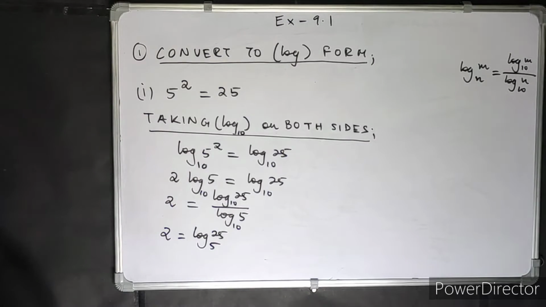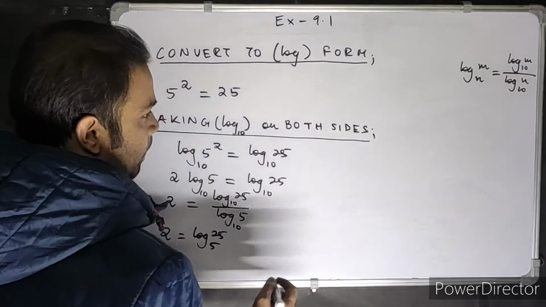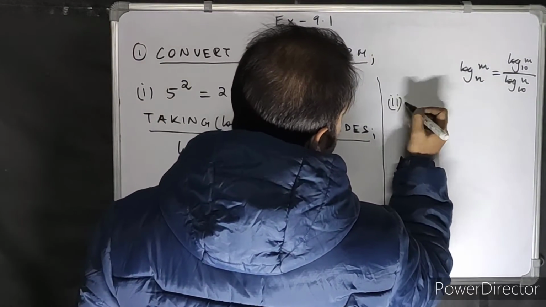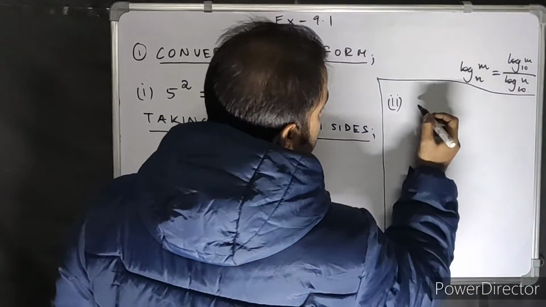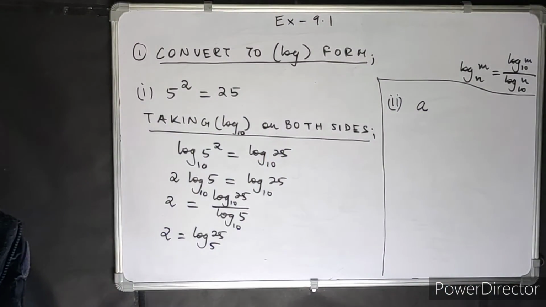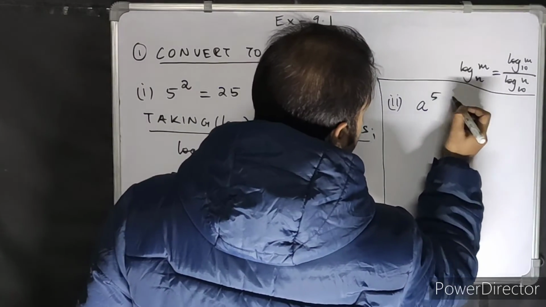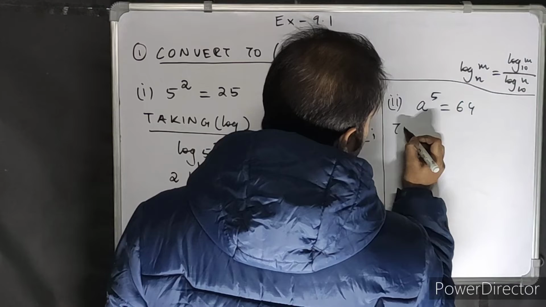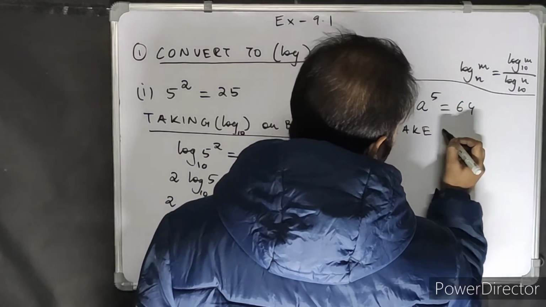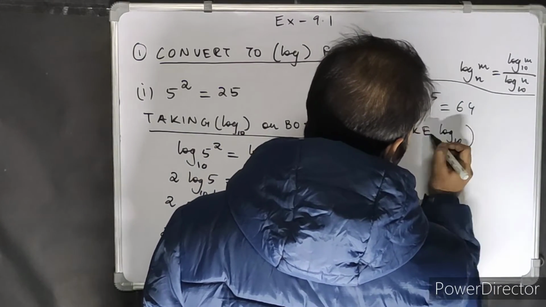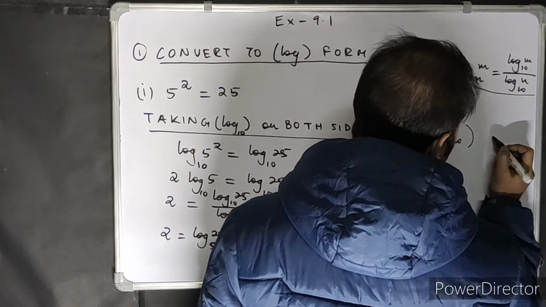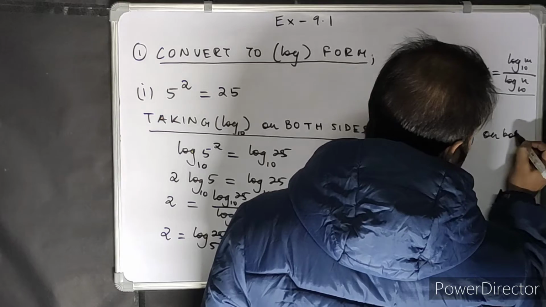Simple questions are useless. So let's do part 2. Part 2 actually has an alphabet, so I want to do this. It's given a to the power 5 is equal to 64. So what do you have to do? Take log base 10 if you can. If you remember, write it. If you don't remember, no problem. Take log base 10 on both sides.